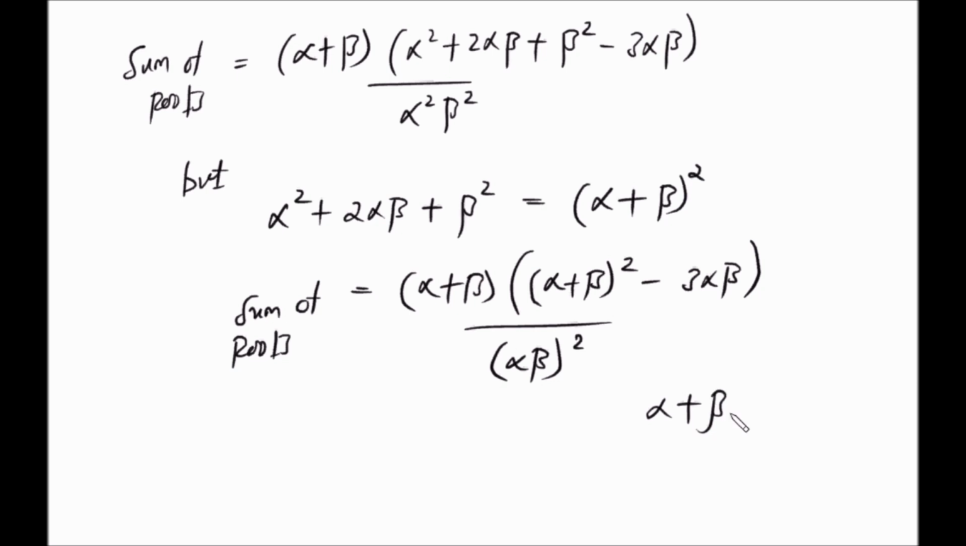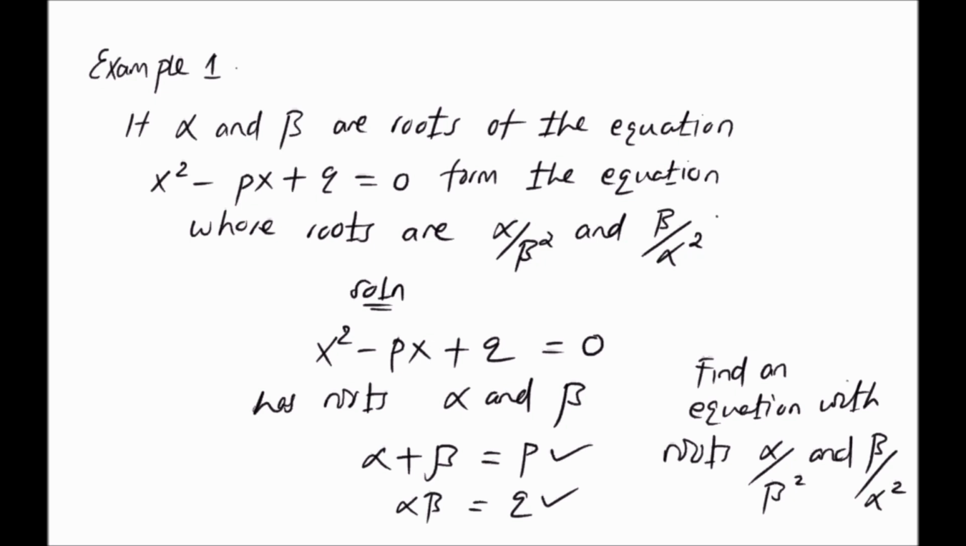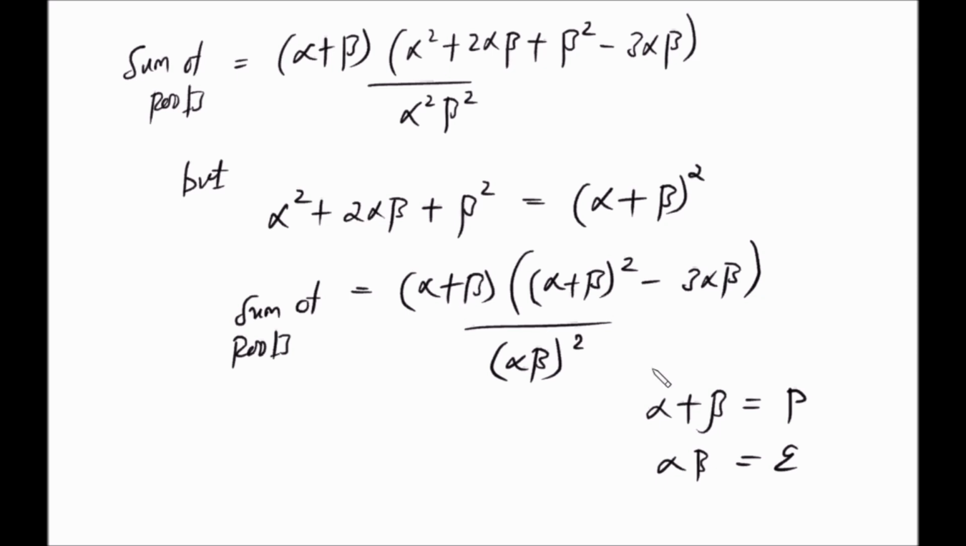But what is alpha plus beta? It is p. And alpha beta is equal to what? It is q. You can see at the beginning of the question that is what we said: alpha plus beta is p, alpha beta is q, from the first equation. So if so, where we have alpha plus beta we put p, and where we have alpha beta we put what? q. So the sum of roots will be p times p squared minus 3q over q squared. So this is the sum of roots.